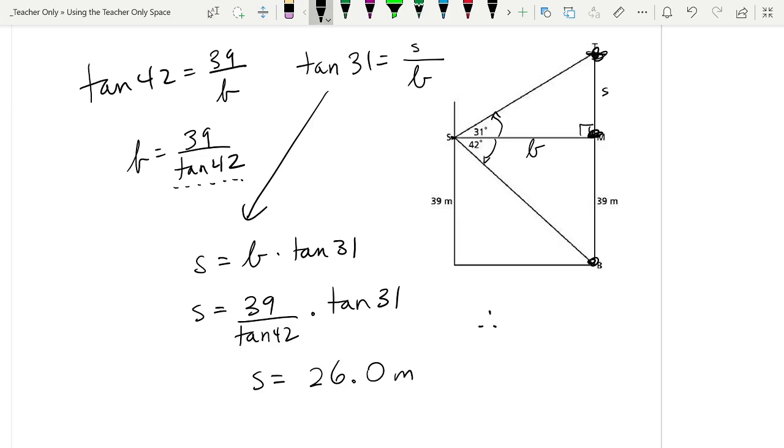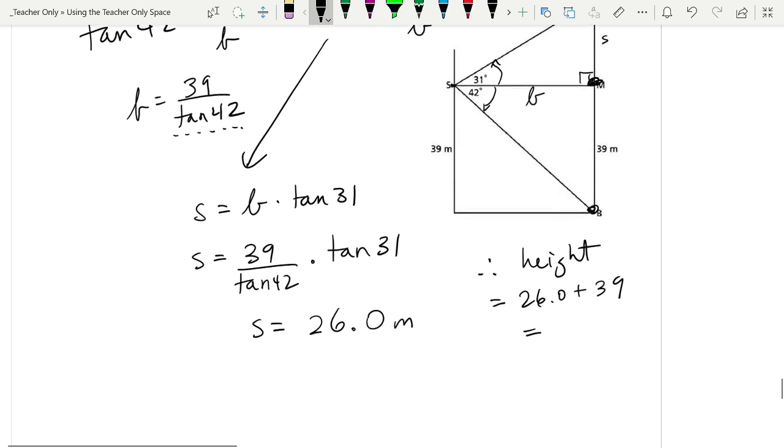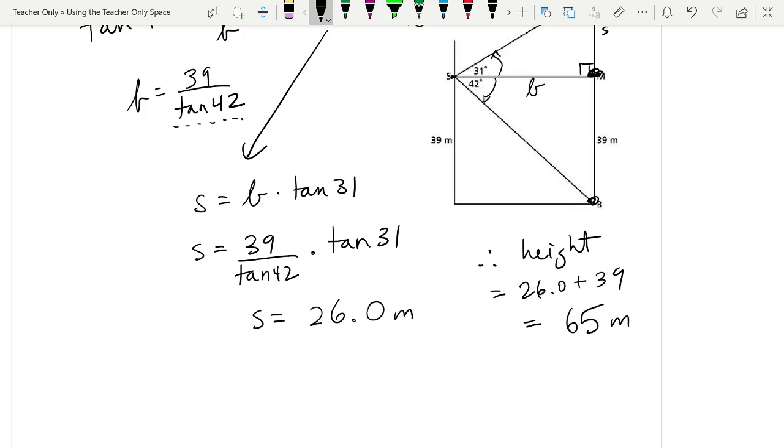So therefore, height of building is equal to 26.0 plus 39. So just add 39 to my answer. And it's a 65 meter tall building. That's true. I should show the person looking at my work that I did indeed round it where they told me to. So even though that 0 has no value, it still has meaning. It still tells you where you rounded.